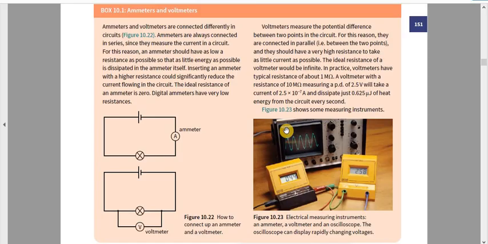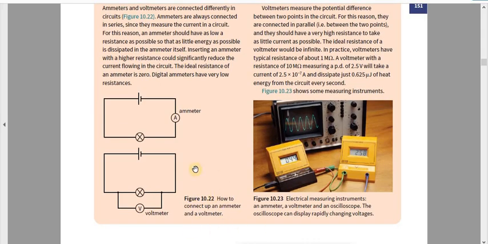What is the use of an ammeter? What is the use of a voltmeter? What is the resistance of an ammeter? Or how high or how low the resistance of an ammeter is, and how the resistance of a voltmeter is. Ammeters and voltmeters are connected differently in circuits. Figure 10.22. You can see this is Figure 10.22, how to connect up an ammeter and a voltmeter.